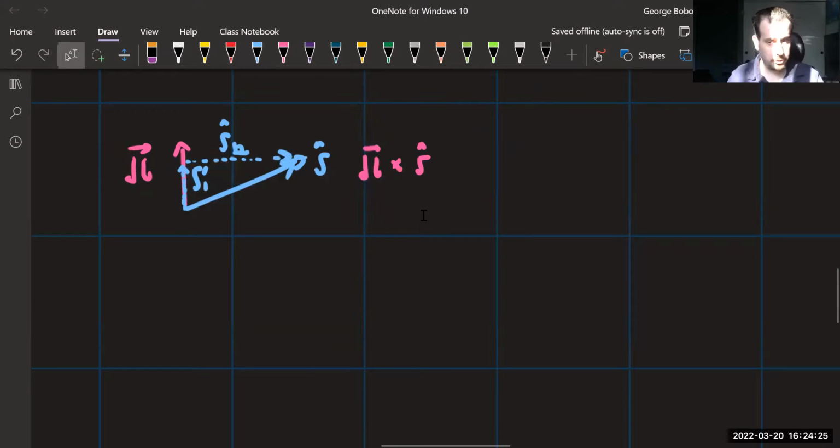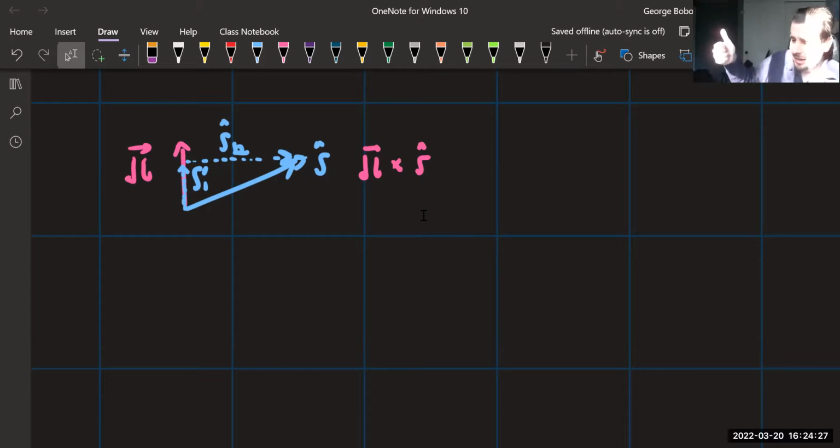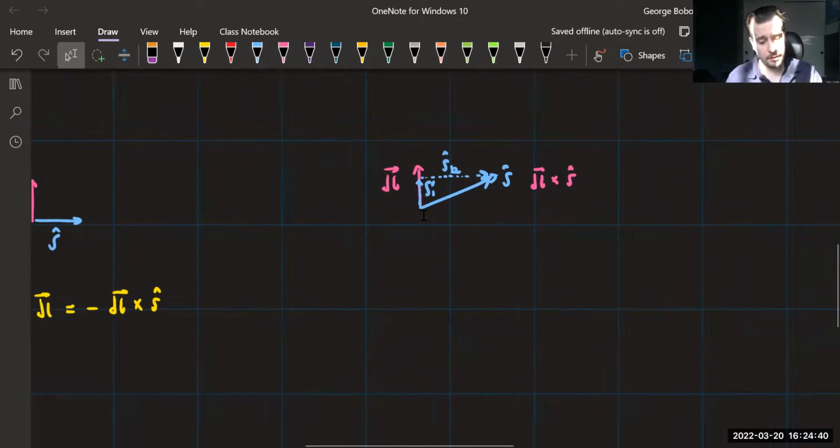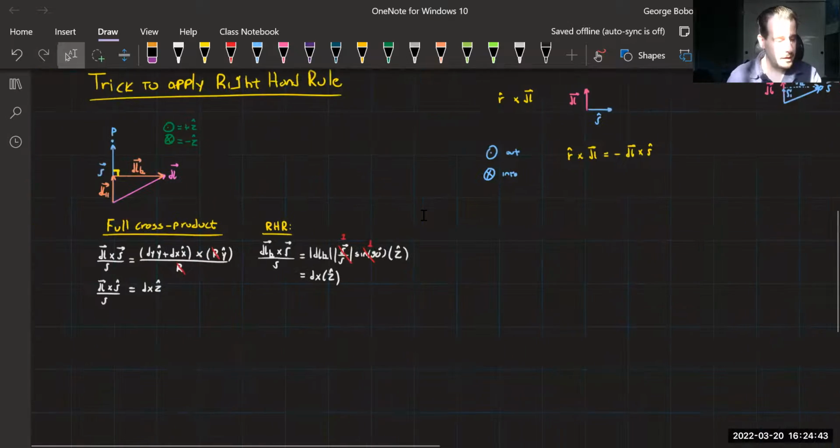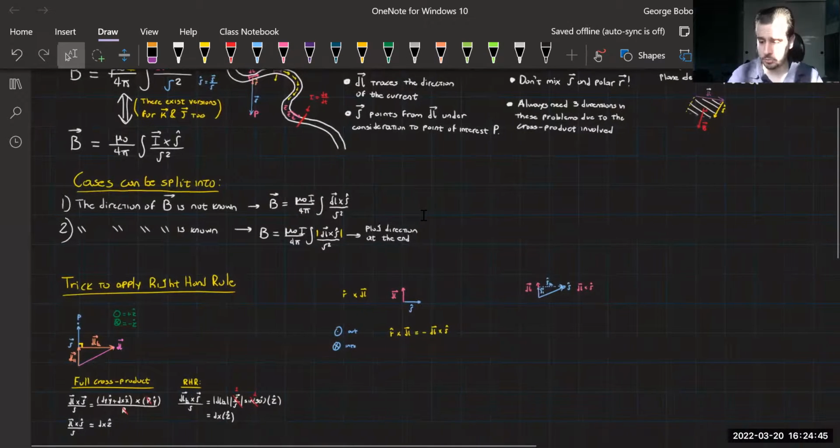I'm sure you have found yourselves wondering, how do I rotate my hand to go with the R hat right now? It makes no sense. I can't really do it. How am I supposed to put my fingers? Now you know. Okay. That's all I had for the note.